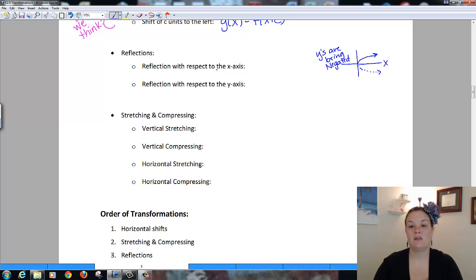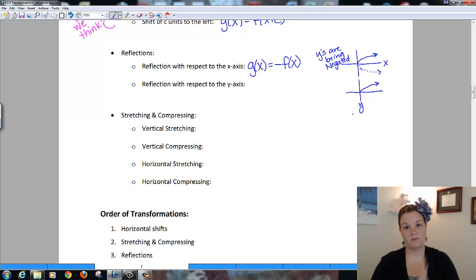So in order to have a reflection with respect to the x-axis, my function needs to negate the y's. So the y's are outside the function, so I'm going to put my negative before the f of x, not inside the function. The same thing is true with reflection to the y-axis. If I wanted to use the same picture, I have a little half parabola, my square root function. My y-axis, remember, is my vertical axis. So if I reflect it across the y, now it's going to look something like this.